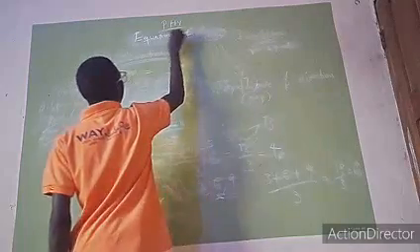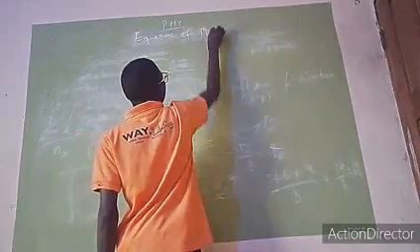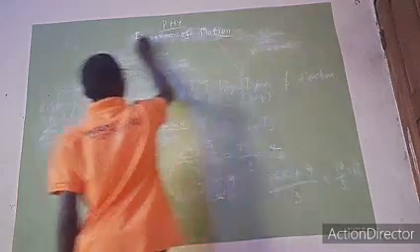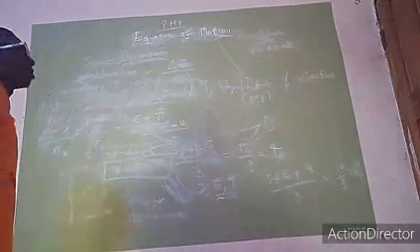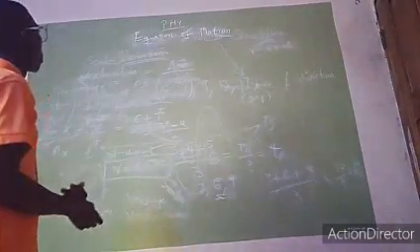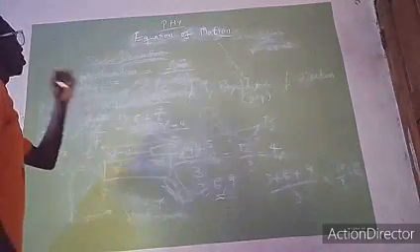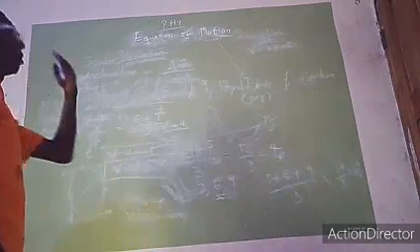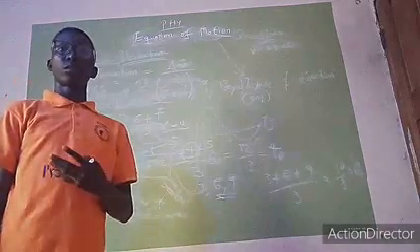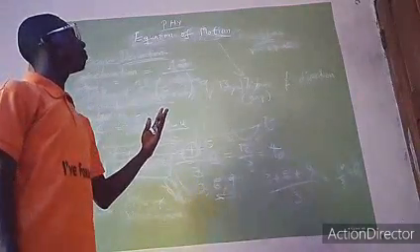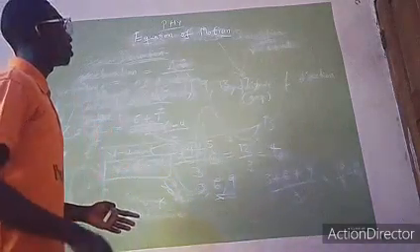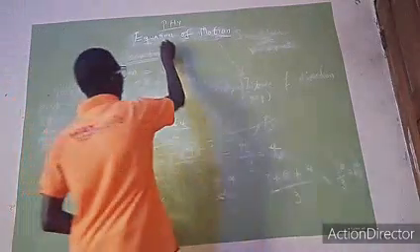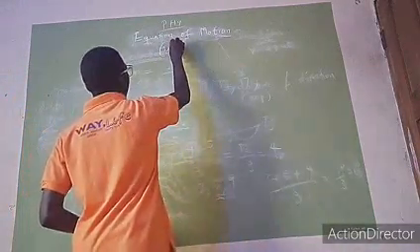The equation of motion. Now, these equations of motion are just four in number, and they are the pillars of mechanics. It is otherwise known as the dynamic aspect of motion.